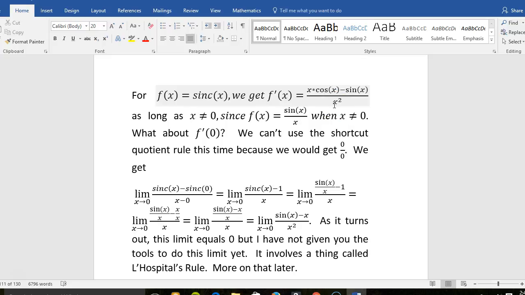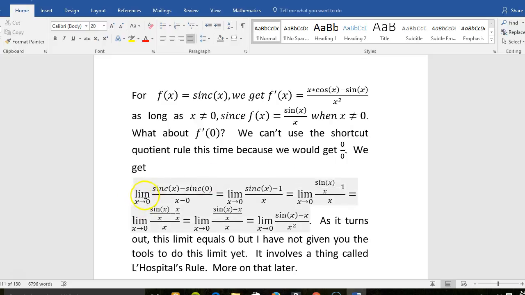But what if x is indeed equal to 0? What if x is 0? Well, we can't use the shortcut rule this time because we'd get 0 over 0. Like 0 here, sine of 0 is 0. Uh-oh. So no go there. We have to do it the old-fashioned limit way.